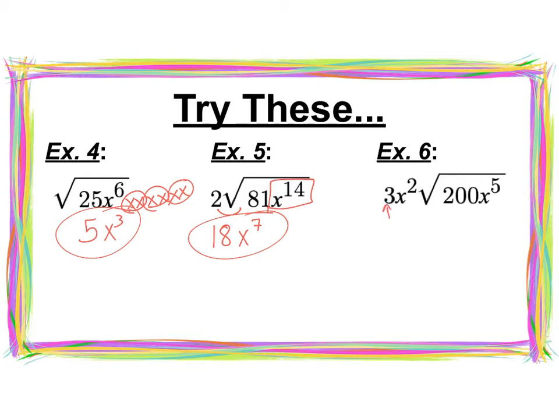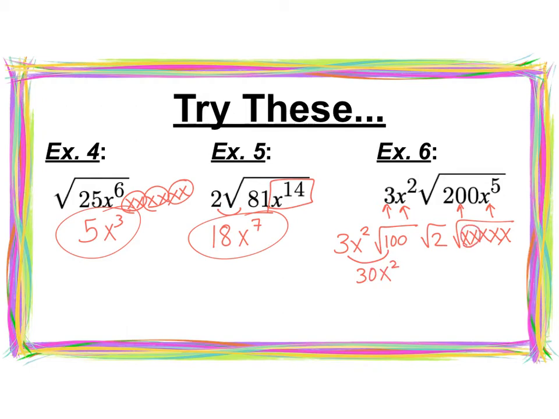I have a 3 on the outside and an x squared, and then I have to simplify the 200 and simplify the x to the 5. So I'm going to carry down the 3x squared. The largest perfect square in 200 is 100. It's also multiplied by 2, and then I have 5 x's. So the square root of 100 is 10. 10 times 3, so that becomes 30x squared.